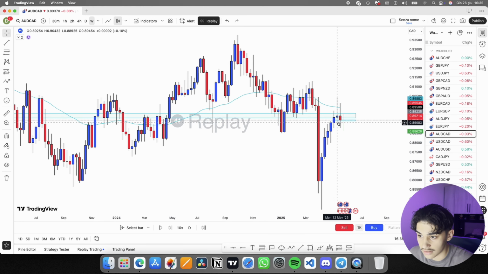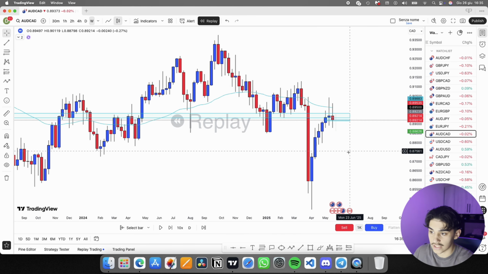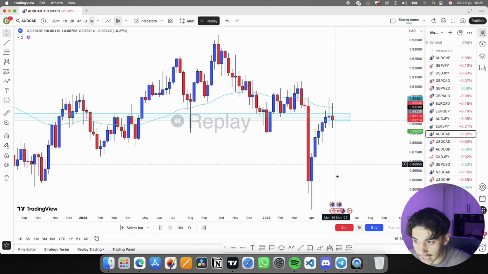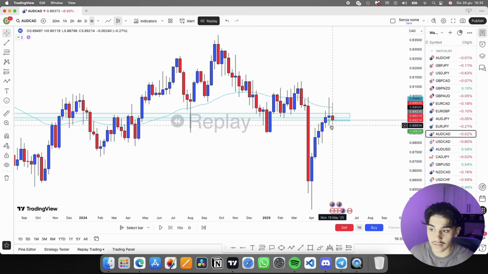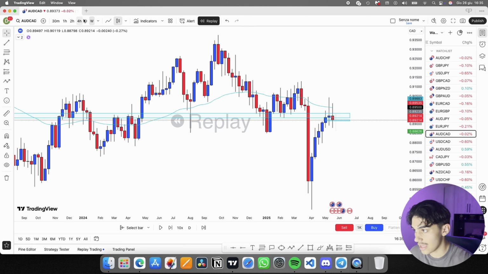I saw that the weekly made a rejection from this area of interest here, because one weekly candlestick slowed down a little bit and the other one engulfed the previous one, showing me rejection from that level right there along with the EMA.